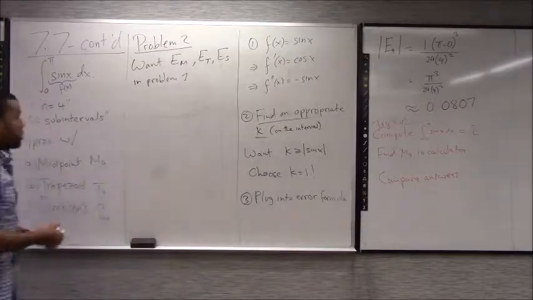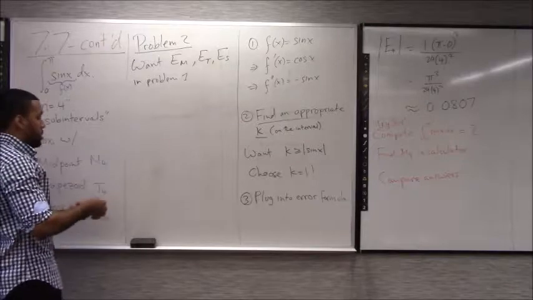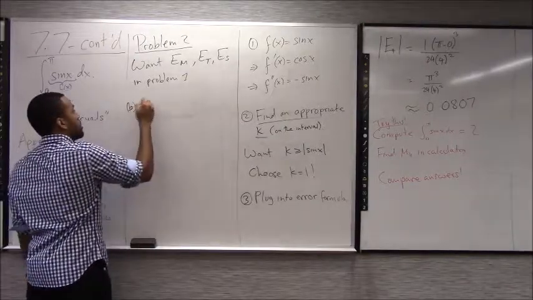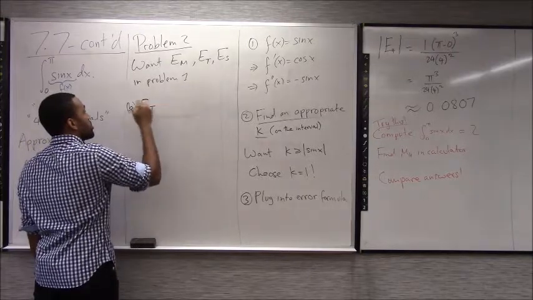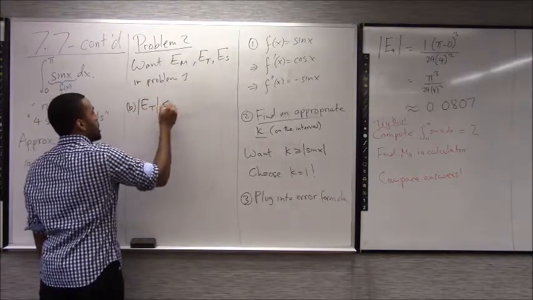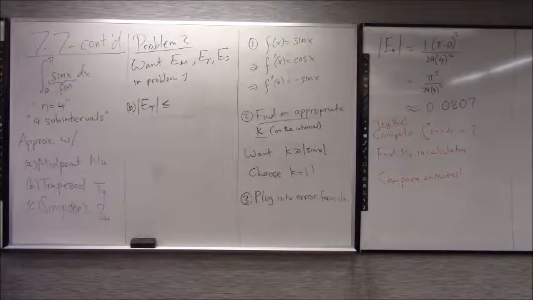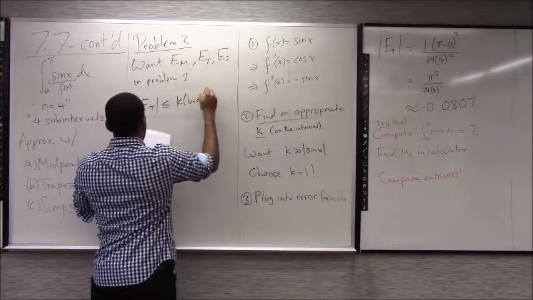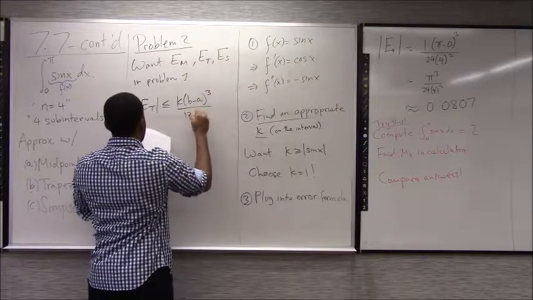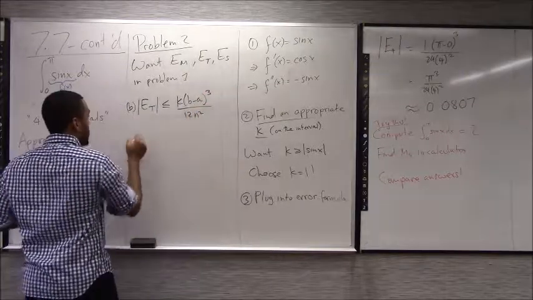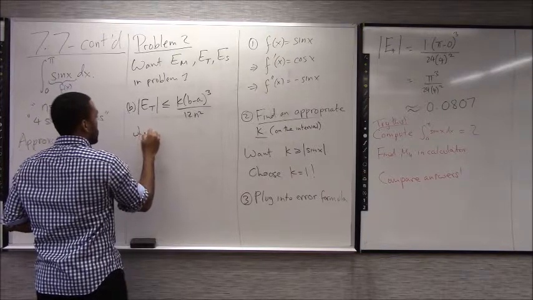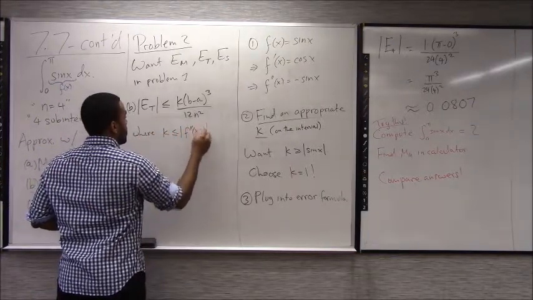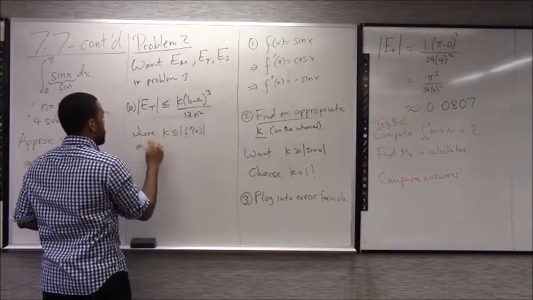I think we can probably talk about problem 3, that would be nice. Okay, so we're now at B. We're looking for the error approximation with respect to the trapezoid rule. We know that that's going to be k times (b minus a) cubed over 12n squared, where k is less than or equal to the magnitude of the second derivative on the interval [a, b].